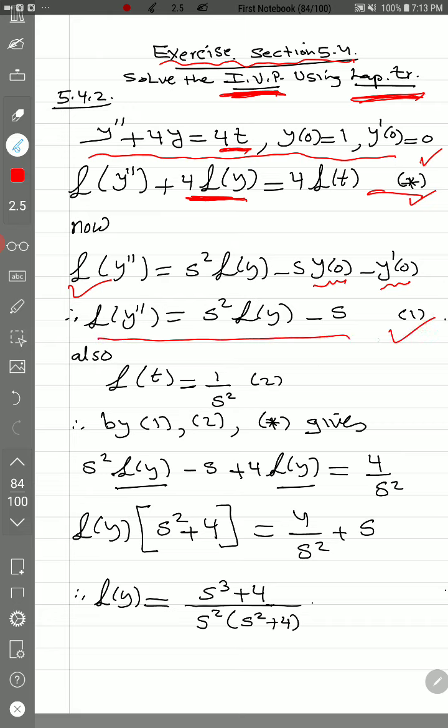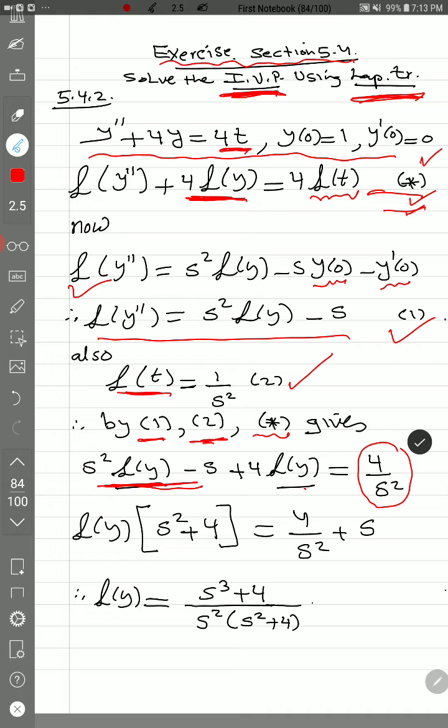Okay, so this is L of y double prime. Also we have on the right hand side L of t, which we get from the table. L of t will be 1 over s squared, as given by equation 2. Now we substitute from 1 and 2 into star. This is your star here, so we substitute the L of y double prime, plus 4 Ly, and 4 L of t is equal to 4 over s squared.